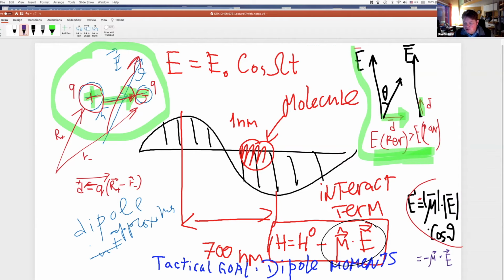Kay, would you share your impression, like how the dot product of two vectors relates to a polar molecule in an electric field?